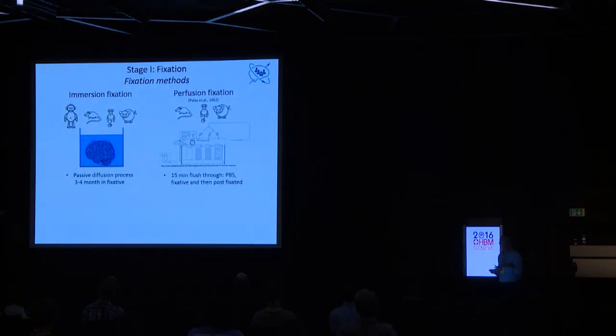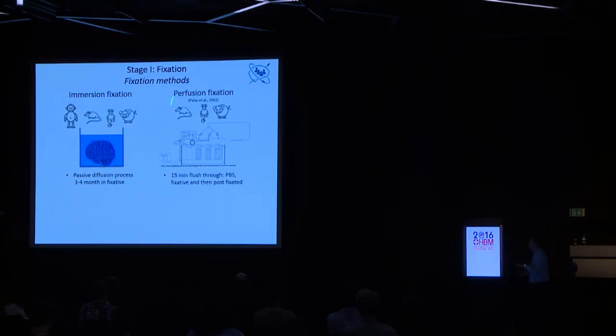There are different ways of fixating a brain. We can have immersion fixation and we can have perfusion fixation. The immersion fixation we can use on human and animals. Simply, we take out the brain after death, put it into a can of fixative, and let it passively diffuse inside this tissue. Depending on the size of the brain, it will take about 3 to 4 months to have a fully fixated tissue.